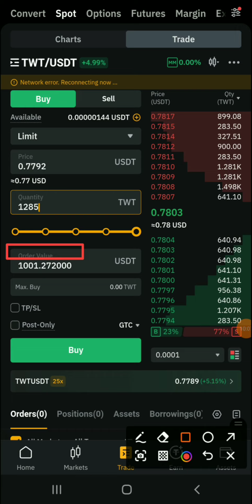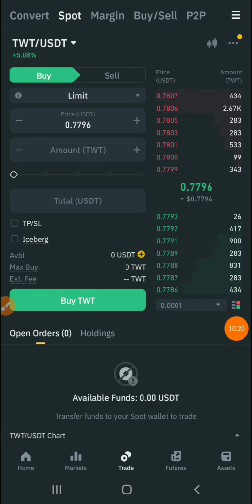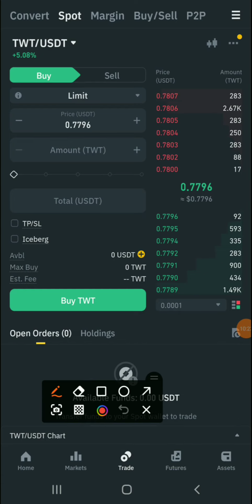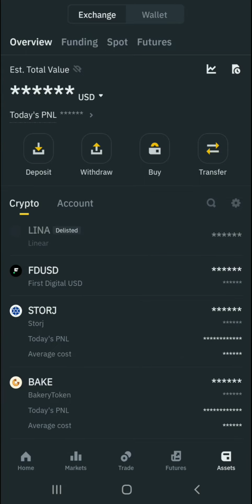So let's go back to Binance to see how much the network fee is going to cost us, so that we can know that at the end of the day we are going to be profitable. Okay, so we're now on Binance. All we have to do is to locate the asset section right here at the bottom right corner of our screen. So when you get to the asset section, click on withdraw right here.